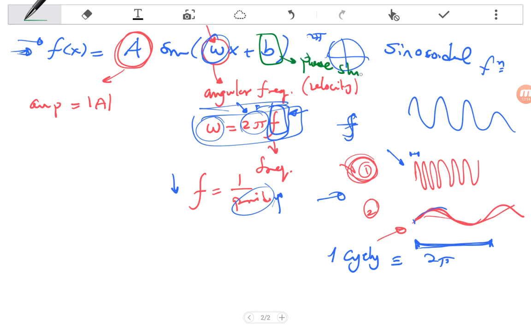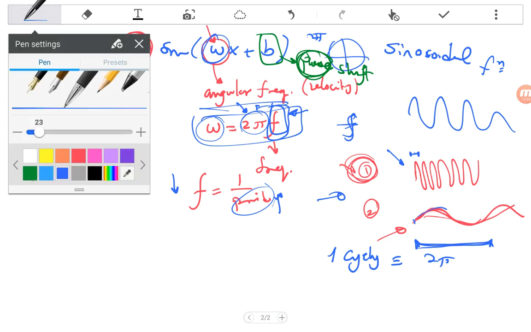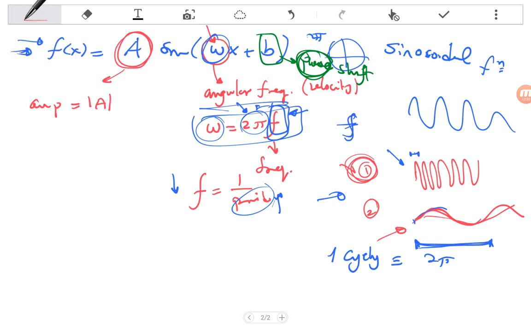Phase shift is just a shift in the angle. What is a phase? A phase is just an angle. So that's why we call this as a whole a phase. Why? Because omega times x is just a phase, or just an angle.